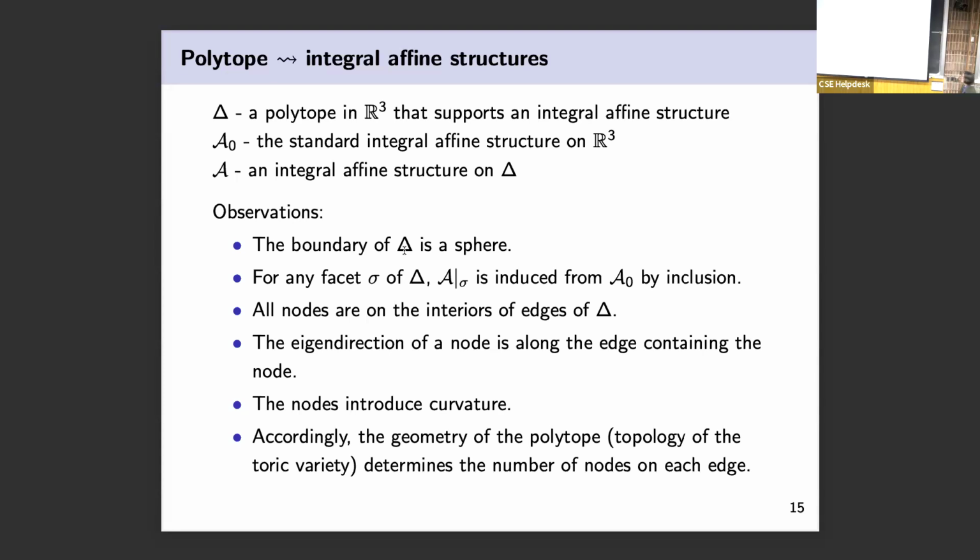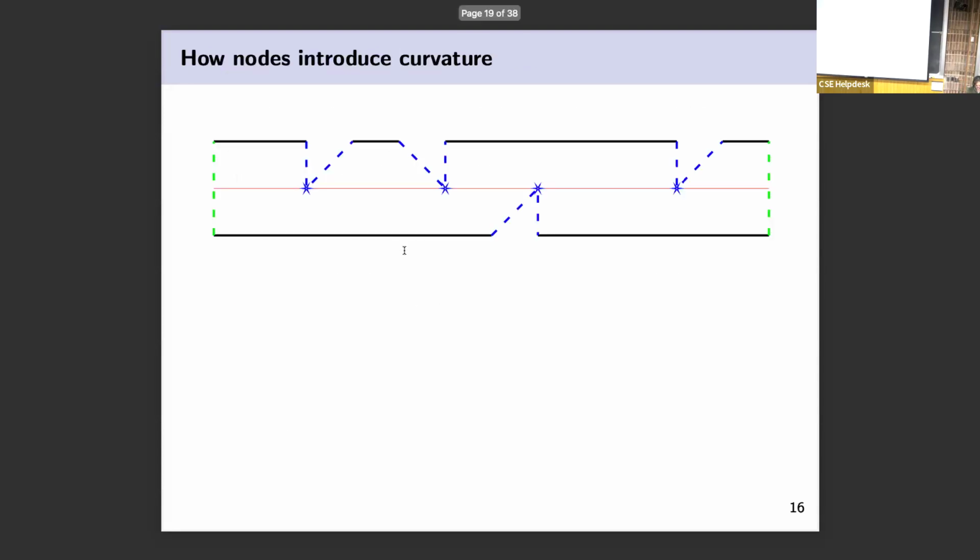And then ultimately, there are going to have to be 24 nodes, they're going to have to sit on the edges, and they don't just sit randomly, they sit according to the geometry of the polytope. And then if all of that is working together, you'll say that that polytope is supporting an integral affine structure. It's somehow adapted to the polytope.